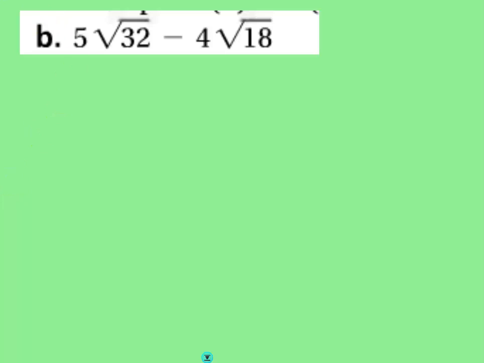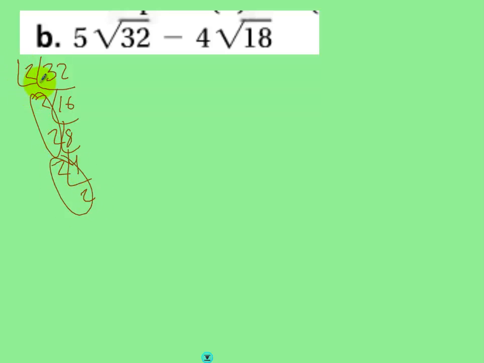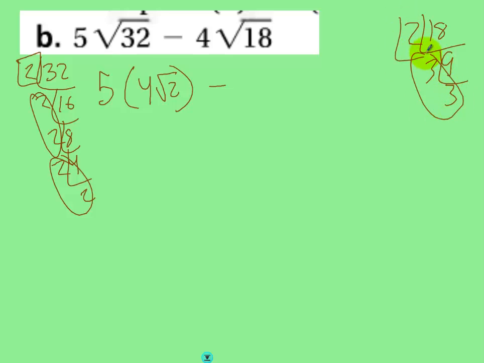Alright, try a different one like that. So both of these are going to have to be simplified. I'm going to do 32 first. So 2, 16, 2, 8, 2, 4, 2, 2. Pair, alone. So that simplifies to 4 square roots of 2. Minus, and let's simplify the square root of 18. So 9, 3, and 3. A pair of 3's and a lone 2.